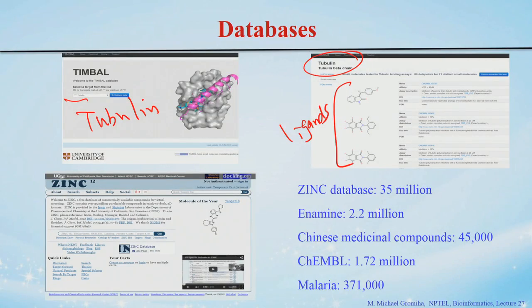Some of the examples: you can see the ZINC database, it is about 35 million compounds, now it is growing. Cinnamon has 2.2 million compounds, and there is a database for the Chinese medicinal compounds with about 45,000 structures, and Kimball is 1.7 million, and specifically on malaria they have data for 371,000 ligands.